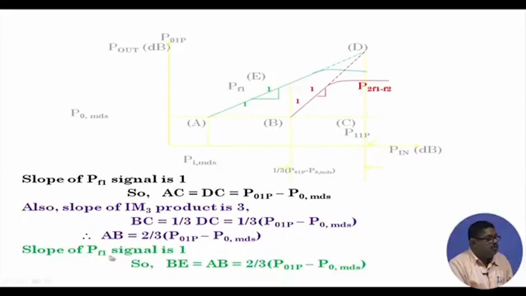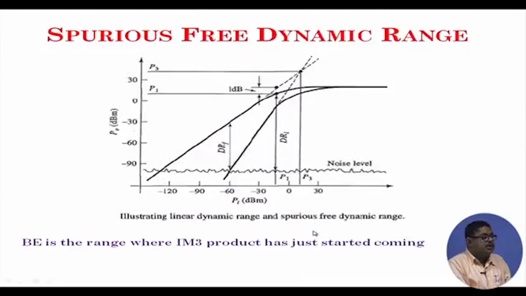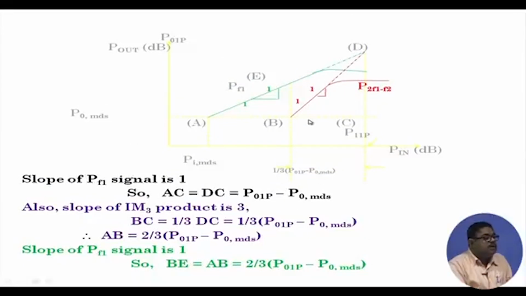So, also the slope of the PF1 signal is 1. From that I can also find out that AB is nothing but equal to B. What is B? This. So, this is 2/3 like this. From this I have an important relation, or let me go later, that B is the range that previously you saw as B. So, what is B? B to E.